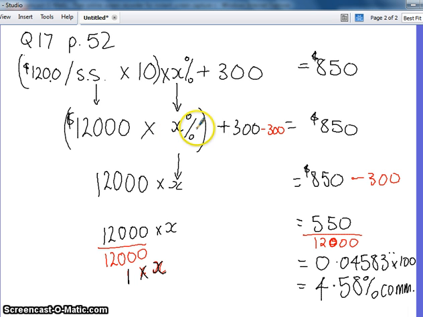Then you put that into there, and you would work out that 12,000 times 0.0458, which is your 4.58%, plus 300 will give you 850. So it's a matter of, once you find your commission, put it back in and check to see that it's right. Get into that habit, so when you're in an assessment task, you're going, oh yeah, I got it right. Oh no, I didn't get it right, I better check it.